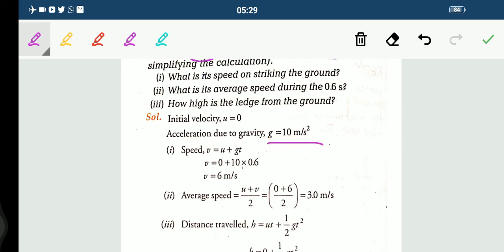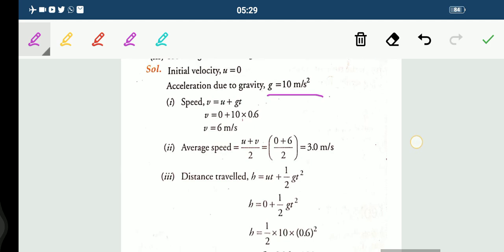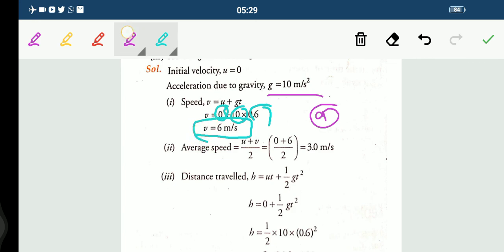And what is the acceleration due to gravity? 10 meter per second squared. That is also given. So how will we find out the speed here? Speed, we all know v is equal to u plus at, but instead of writing a, we will be writing g here. I hope this is clear. Now putting all the values, v is equal to u will be 0, fine, g is 10, and time is also given, that is 0.6. So the answer would be 6 meter per second.